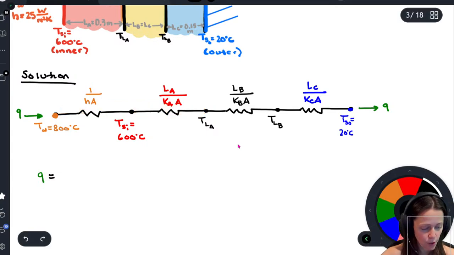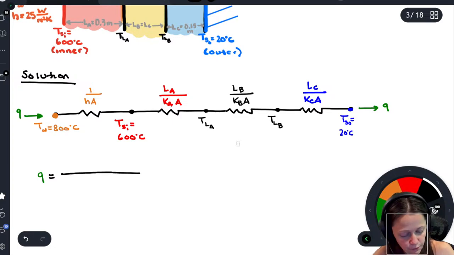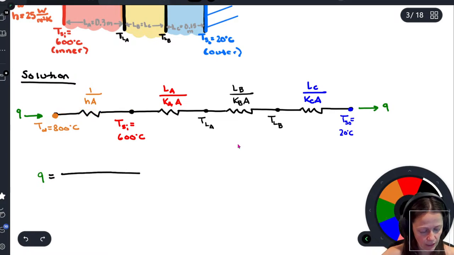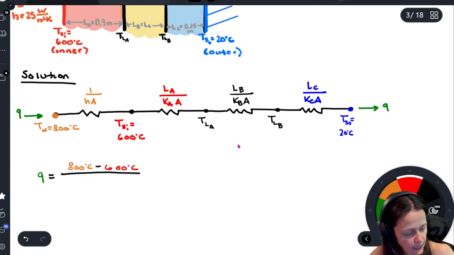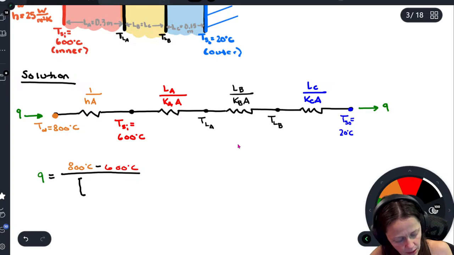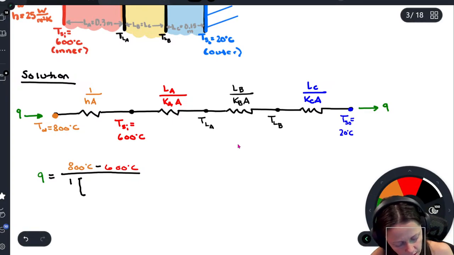So it doesn't really help me. All right. So Q is equal to, all right. So the first one is going to be easy because it's just going to be that first little section right there. And so I'll have 800 degrees Celsius minus 600 degrees Celsius. And then my thermal resistance is going to be, and I'm going to put the area on the outside and we'll see why in just a hot second.